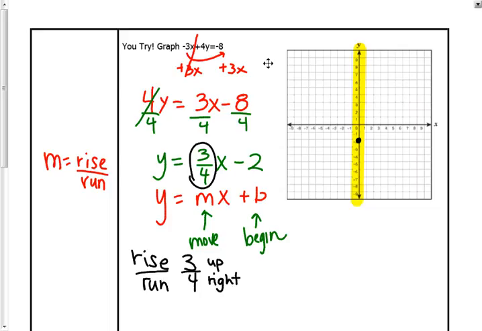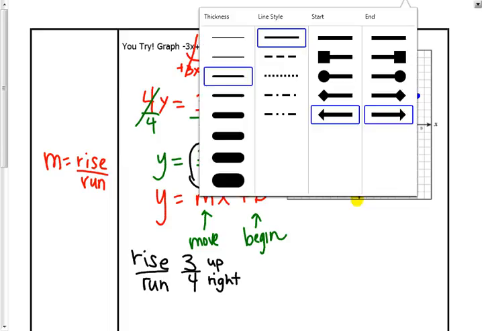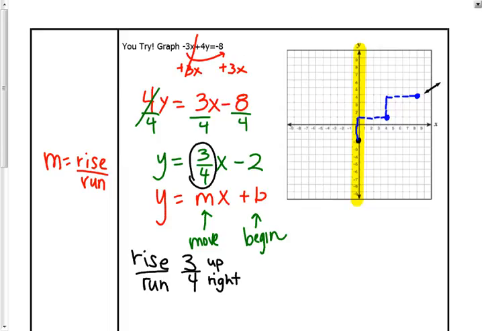Okay, so from my beginning point at negative 2 on the y, we're going to go up 3, 1, 2, 3, and over 4 to the right. 1, 2, 3, 4. Plot a point, do it again. Up 3, 1, 2, 3, over 4, 1, 2, 3, 4. Okay, once you have 3 points, you must connect your dots, and you want to make sure that you are covering the entire grid.